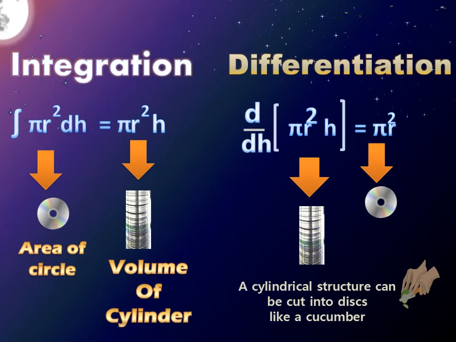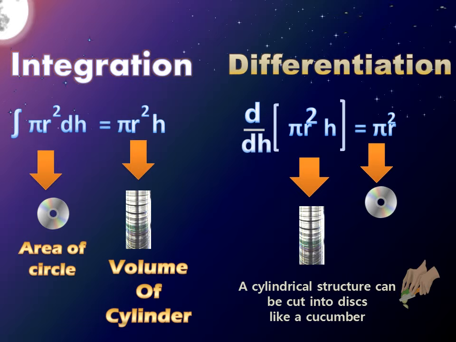Differentiation or derivatives is the reverse process of that. If you keep on removing disks from the stack of cylinder that is formed due to the disks, what do you get? What is the residue, the derivative? It will be a single disk. So derivative is finding the building blocks, breaking it into components. Integration is building bigger structures out of components. Derivatives is breaking things to the building blocks.